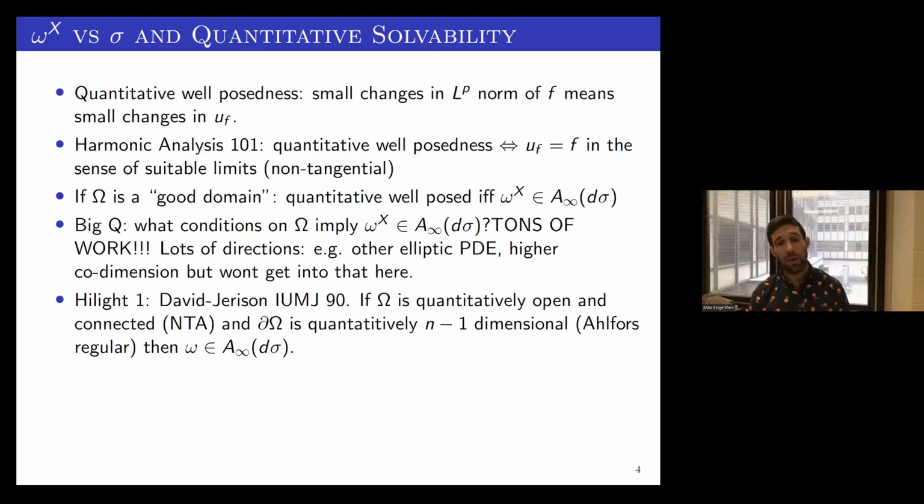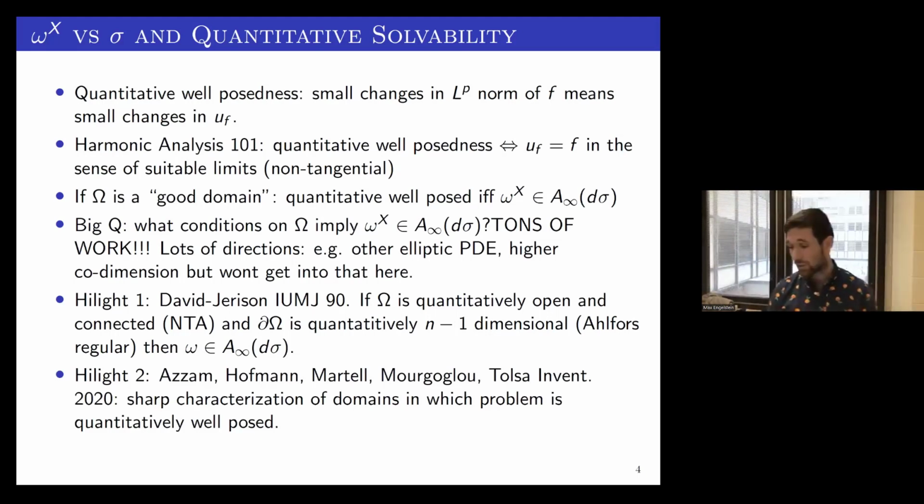And it says that if omega is quantitatively open and connected, is an NTA domain, for those of you who know, and the boundary of omega is quantitatively n-1 dimensional, Ahlfors regular, again, for those of you who are familiar, then indeed we have this quantitative well-posedness, we have this A infinity weight condition, which is great.